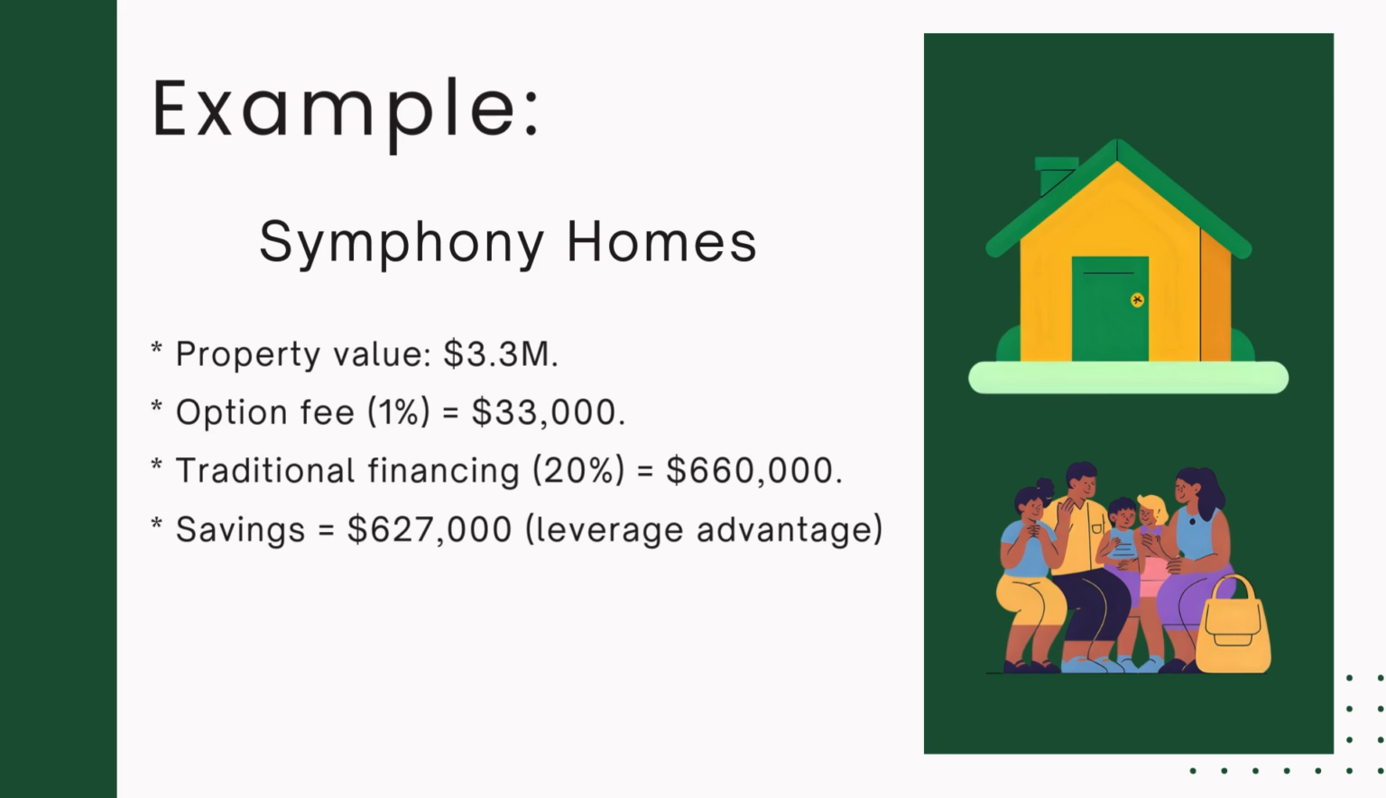As you can see in the example, the option fee is 1%, so you will only pay $33,000. This saved them $627,000 in upfront cost, while still giving them full control over the land. So this is the leverage advantage. This example shows the power of options: you can control a multi-million dollar property with just a fraction of the cost.